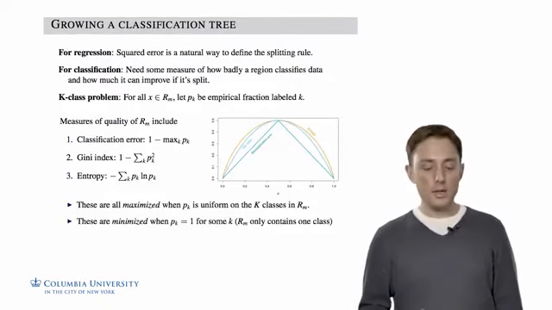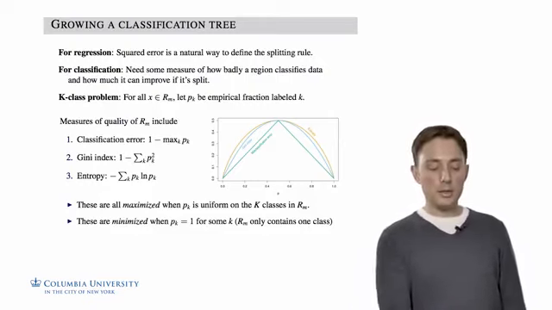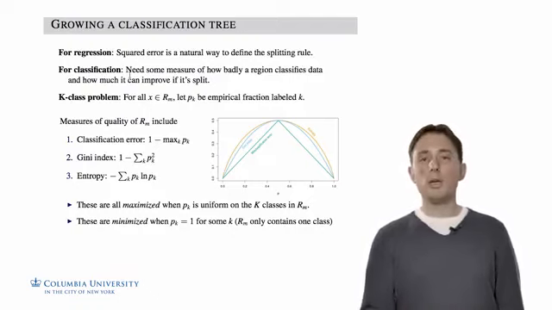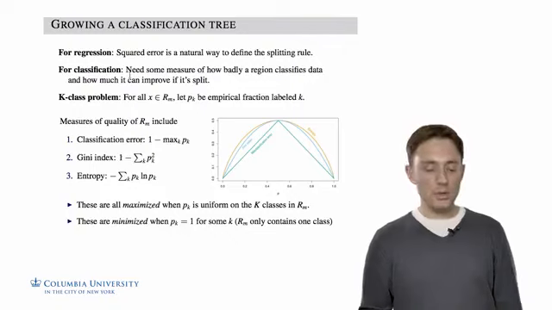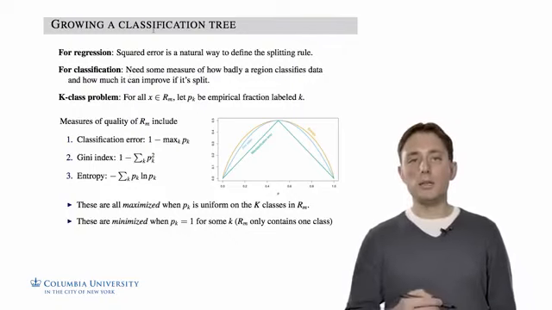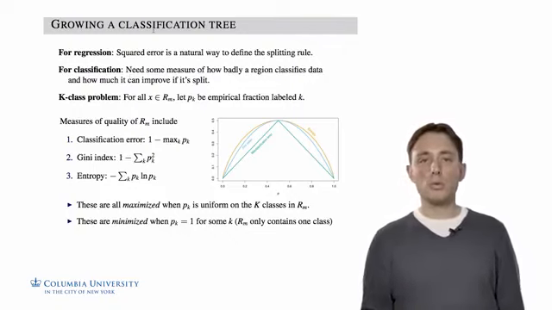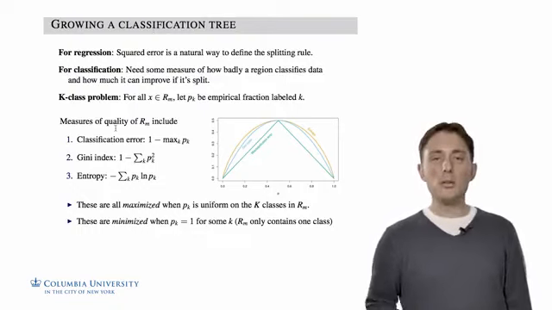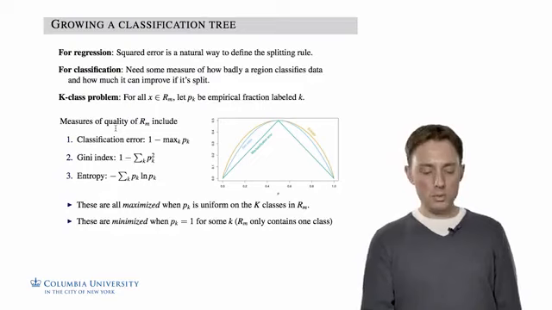For classification, it's a bit more complex because we need to somehow measure how good a region is performing. With regression, we can look at the sum of the squared errors for all the predictions that are made for all data in a particular region. For classification, we don't have a natural measure of performance. So there are three measures that we can possibly use.